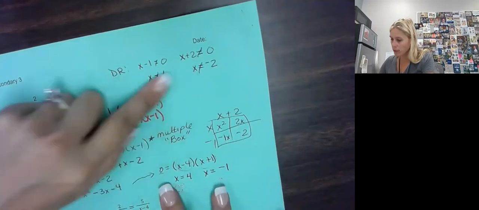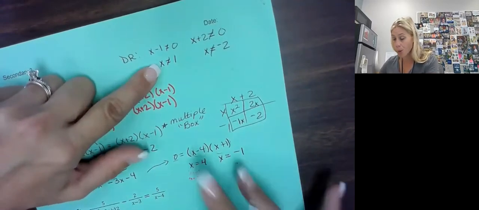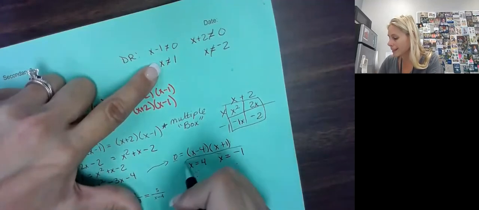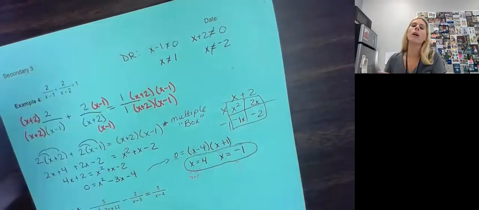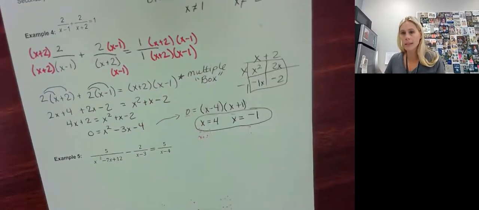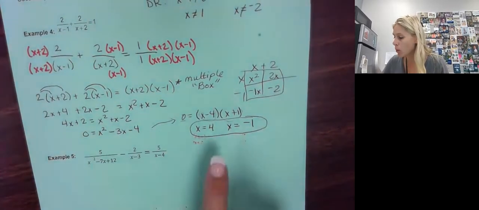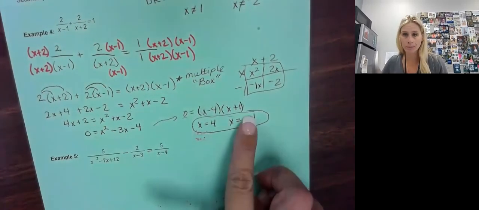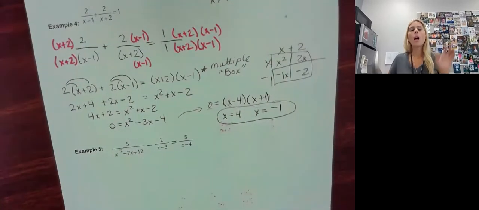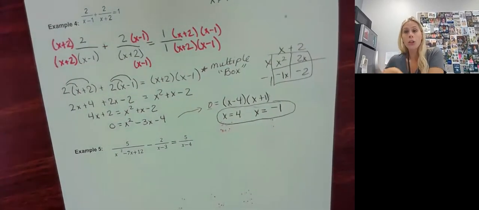Compare with your domain restrictions. Do they interfere with each other? Nope, we're good to go. So in this case, in example 4 here, we have 2 solutions and they both work. That will happen with the square, but sometimes one of these will not work. Now I would like you to do 1 and 2 on your check, just to make sure we got things going so far.